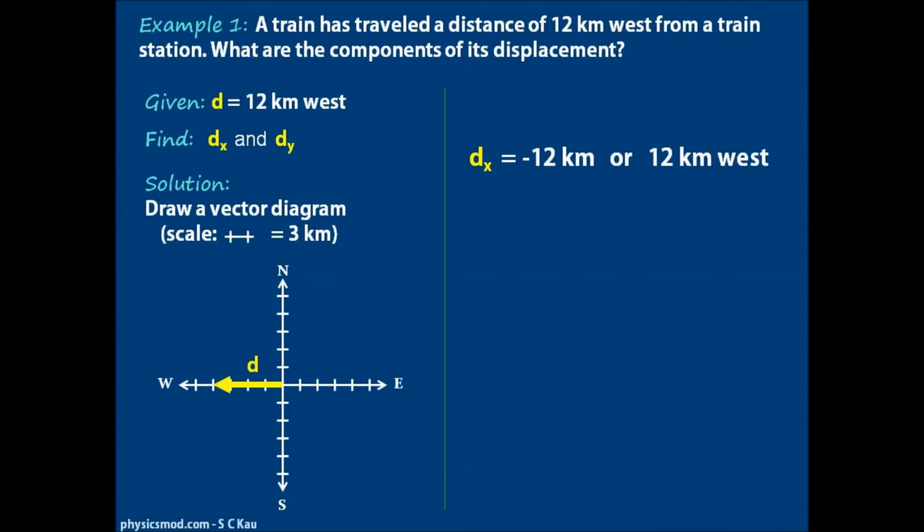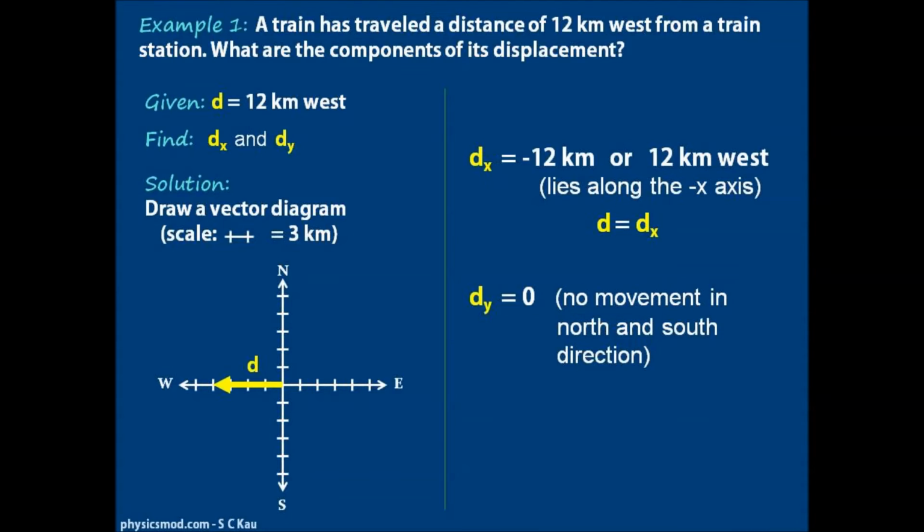The x component of d, or dx, is negative 12 kilometers, or 12 kilometers west, where the negative sign gives the direction. So dx is just equal to d. The y component, or dy, is 0 since there is no movement along the y-axis.